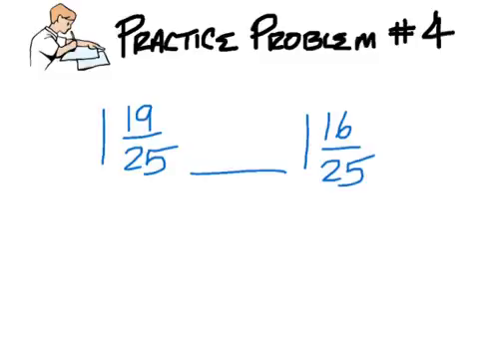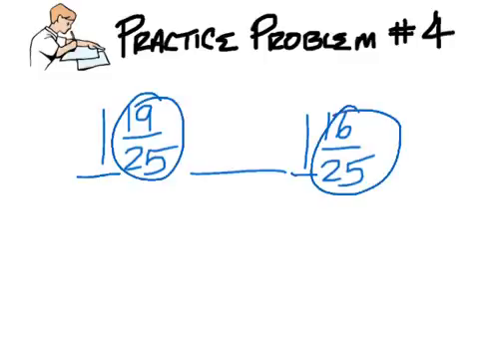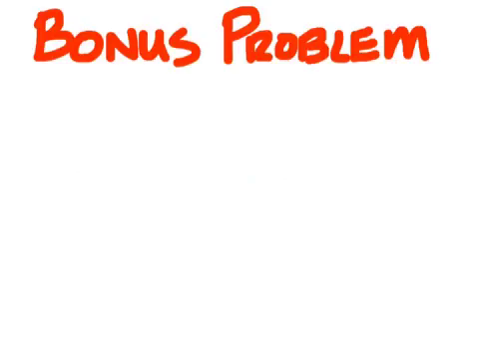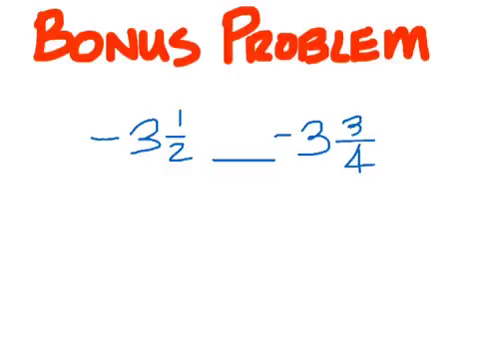For the practice problem, 1 and 19/25 compared to 1 and 16/25. The whole numbers are the same. Which fraction is greater? 19/25. So that pushes it over the edge. Greater than. The bonus problem is a negative 3 and 1/2 is what in comparison to negative 3 and 3/4?